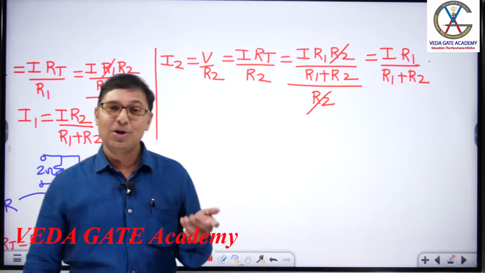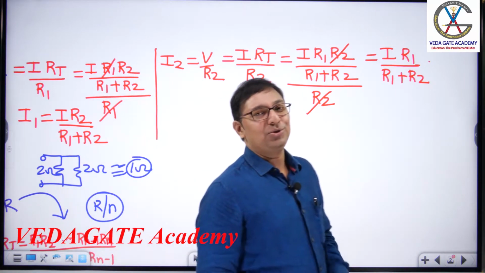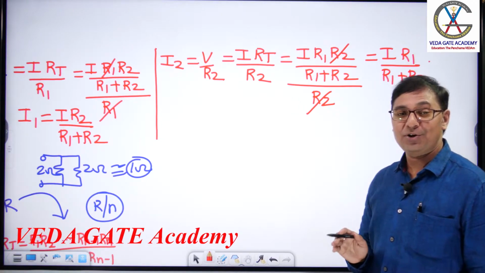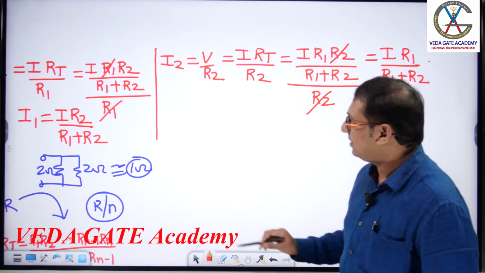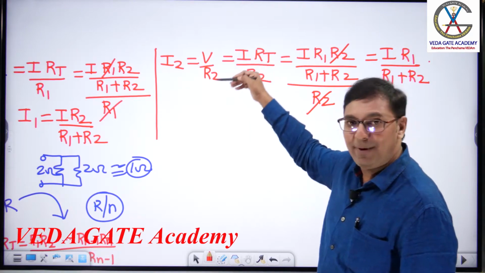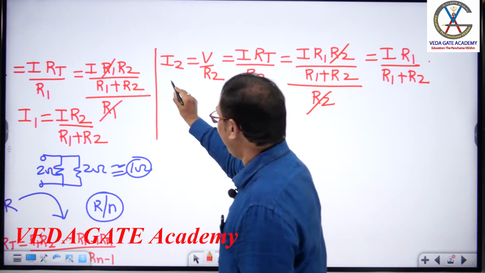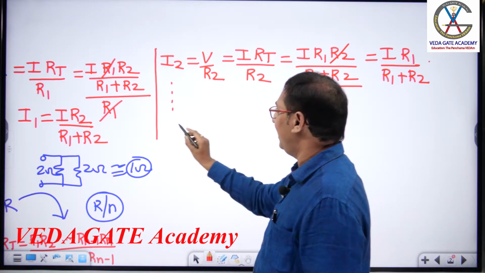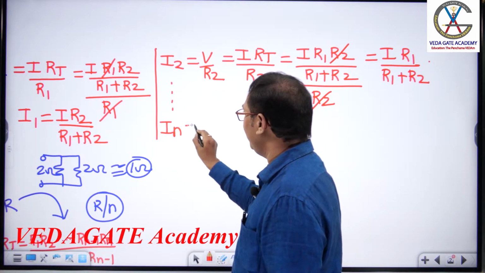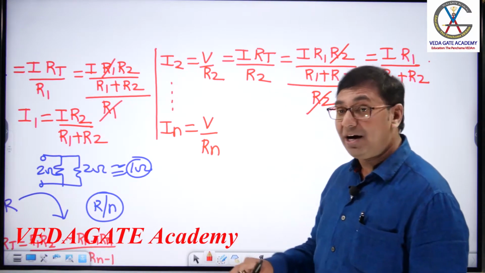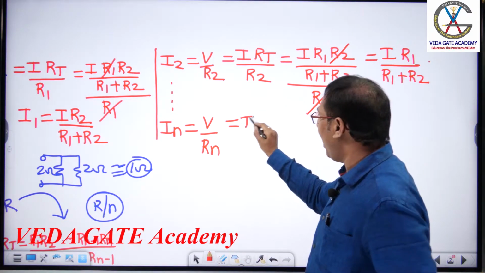Total current into opposite resistance by total resistance, in case of 2 resistors, that's fine. Suppose if we go for n resistors. So now please, I1 value we got V by R1. I2 value we got V by R2. Whereas, let us proceed. I3 is V by R3. Suppose if you write In, what is the value? Yes, it is V by Rn. What is V? I into RT.